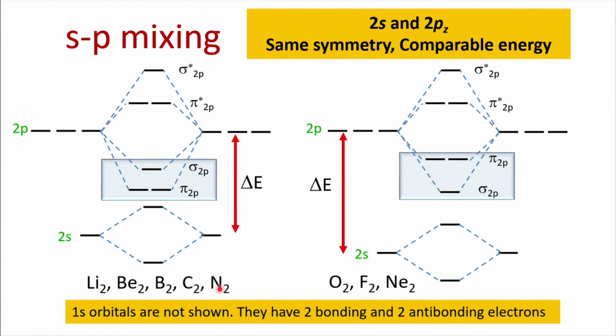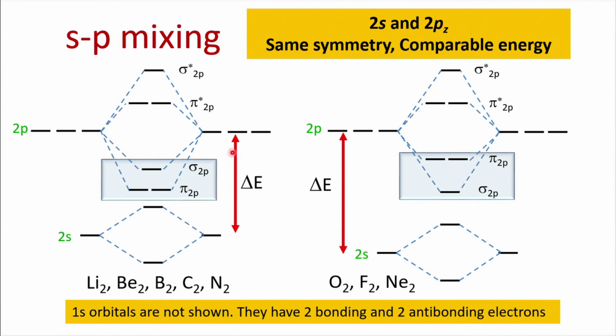Due to 2s 2p mixing, the pi 2p bonding orbitals are lowered in energy compared to the sigma 2p bonding orbital. So this is what is called sp mixing. In the case of oxygen, fluorine and neon, the energy difference between the 2s and 2p orbitals is relatively higher, so no s and p orbital mixing takes place here.